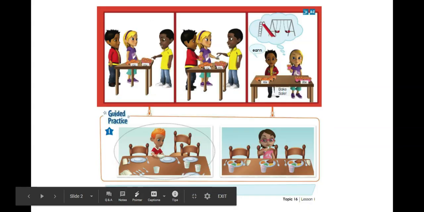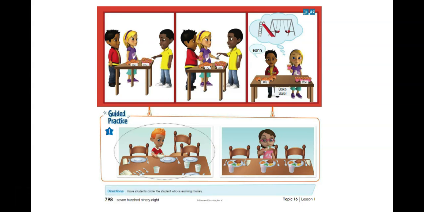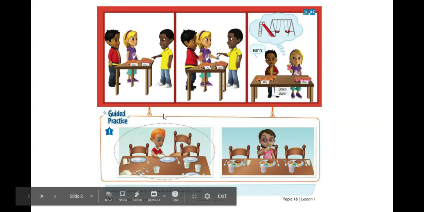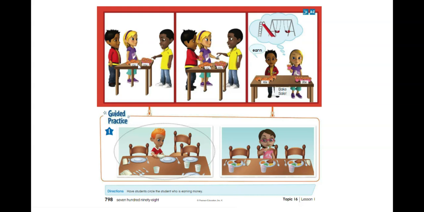Now, let's go on to the next page, 798. And here at the very top, it shows you some kids that are selling something. Looks like they're selling something they baked, like cookies. So these kids are earning money. And maybe it looks like these kids are earning money because they want to buy a playground. So they're going to earn the money, save it up, and then spend it.